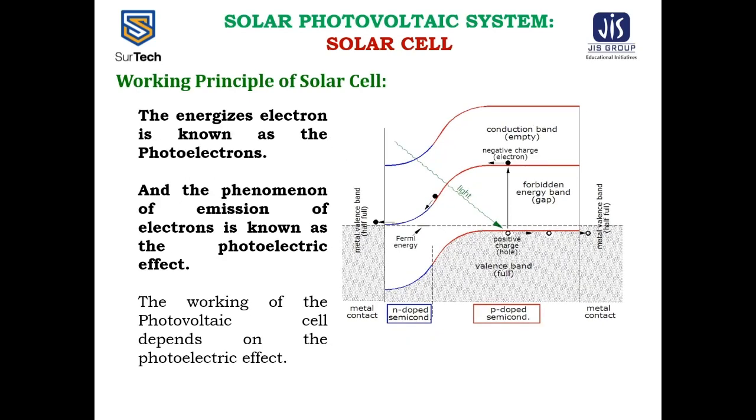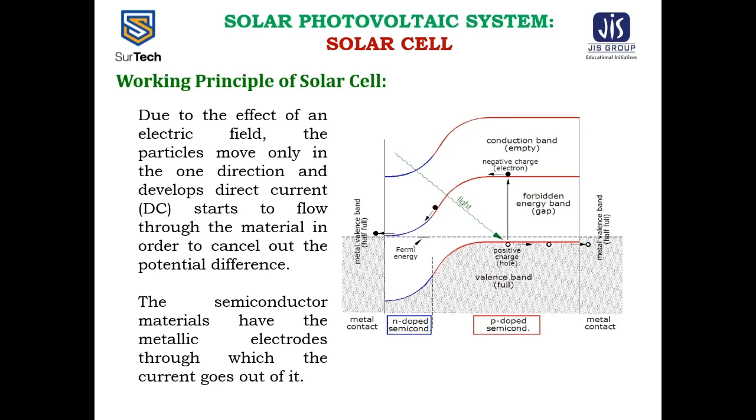The energized electron is known as the photoelectron, and the phenomenon of the emission of electrons is known as the photoelectric effect. The working of the photovoltaic cell depends on the photoelectric effect. Due to the effect of an electric field, the particles move only in one direction and direct current starts to flow through the material in order to cancel out the potential difference. The semiconductor materials have metallic electrodes through which the current goes out of it.